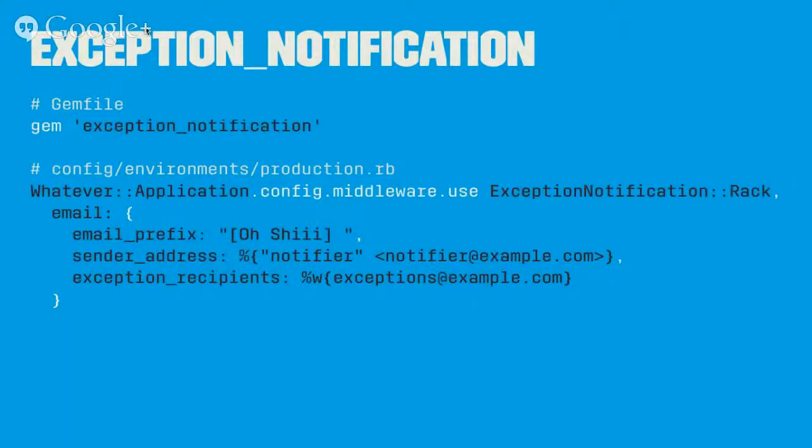The simplest way to do this that I found is a gem called exception notification. It is a piece of middleware, which I'm going to get deeper into a little bit down the line in case you're not familiar. It's a piece of middleware that you run underneath your application. In case of an exception in your application, it very simply packages up the details and sends you an email.